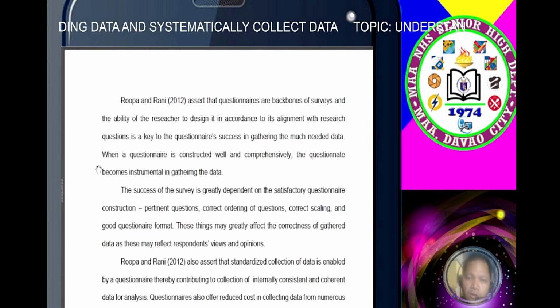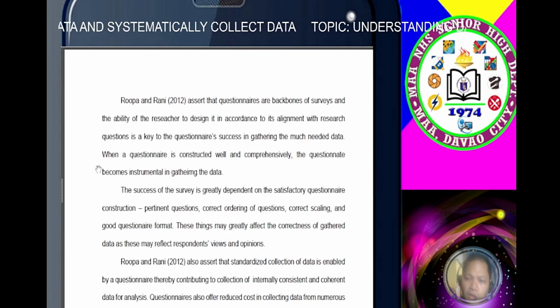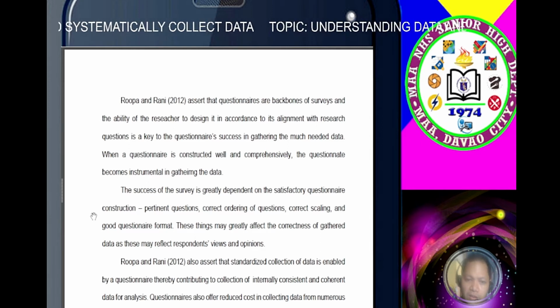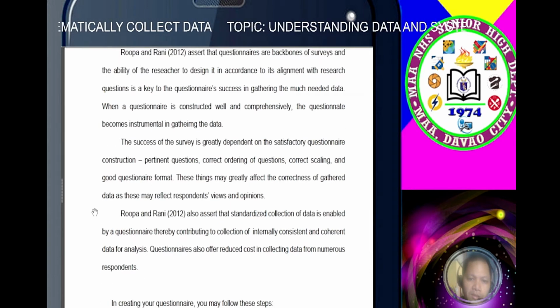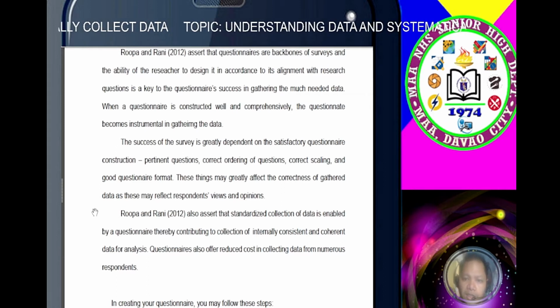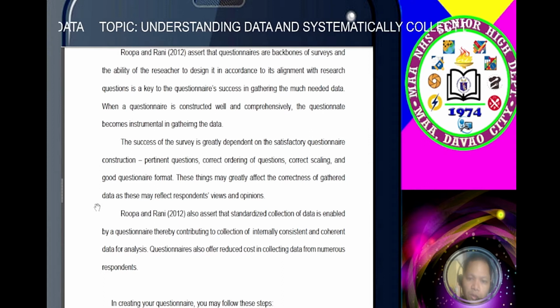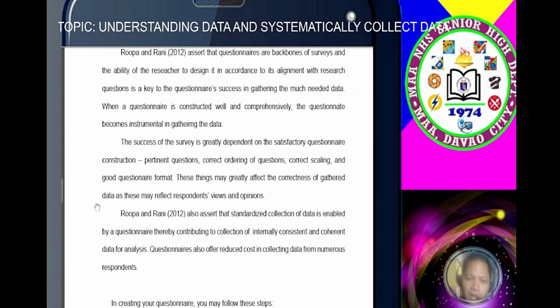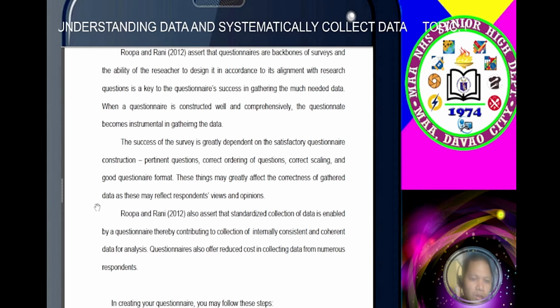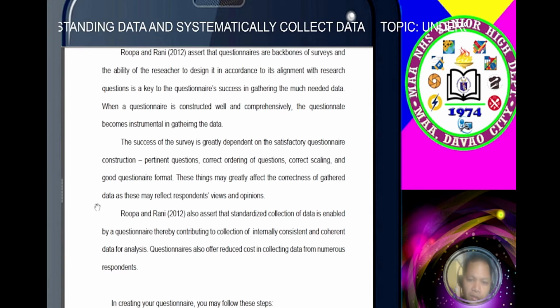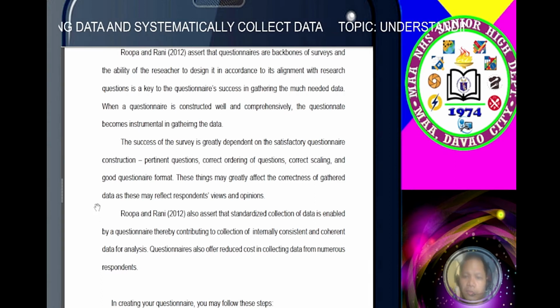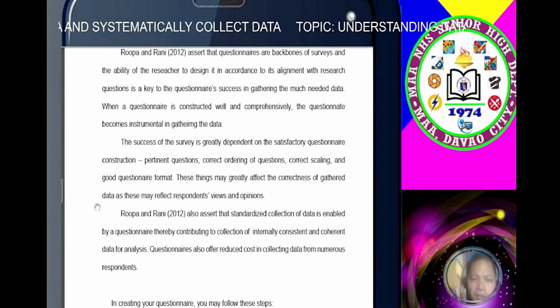Okay, so you must know the background early of your problem in the study. The success of a survey is really dependent on the satisfactory questionnaire construction: pertinent questions, correct ordering of questions, correct scaling, and good questionnaire format. These things may greatly affect the correctness of gathered data as they may reflect respondents' views and opinions.